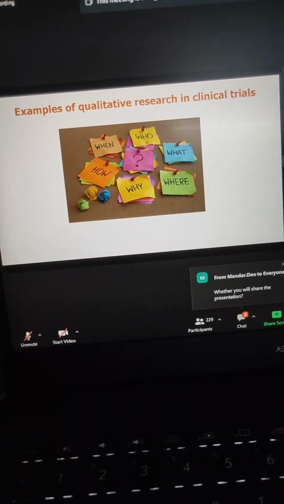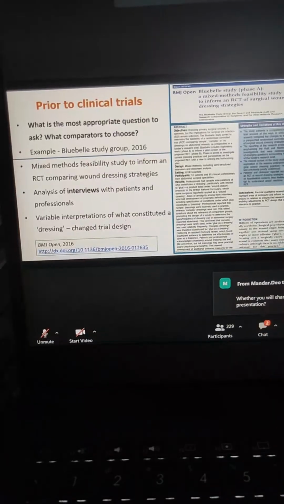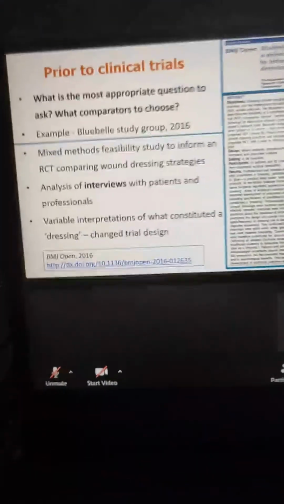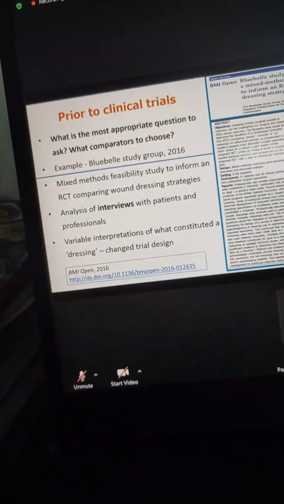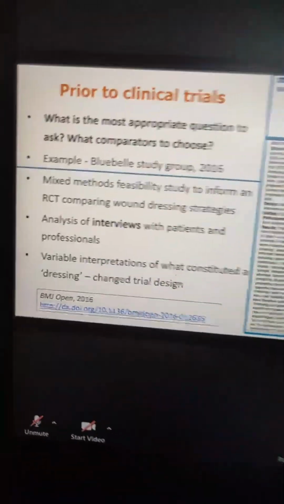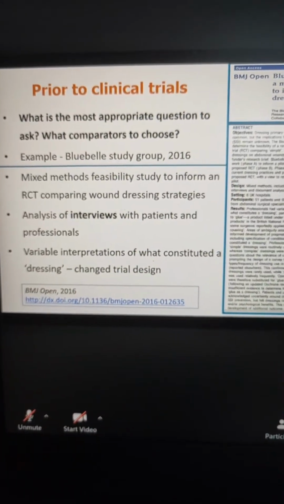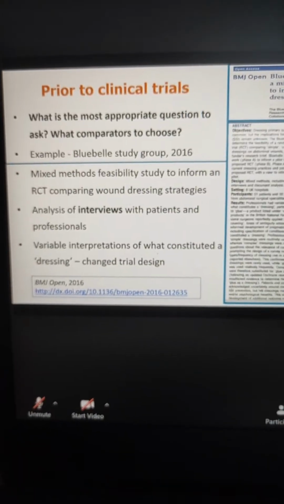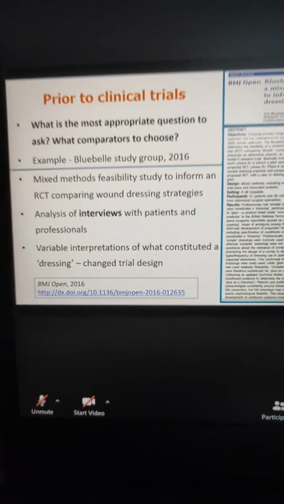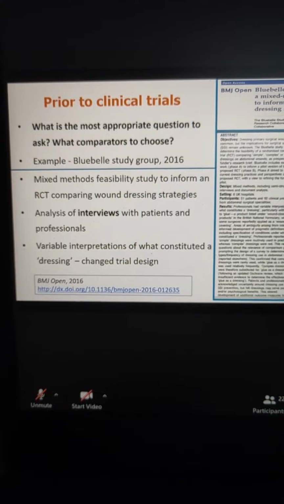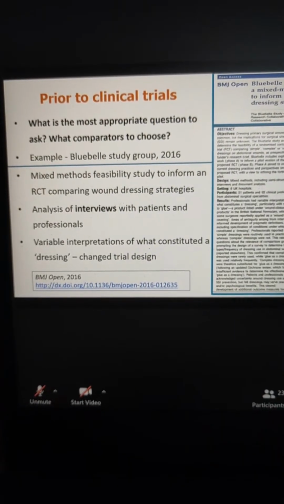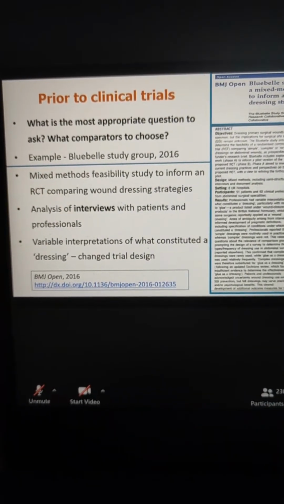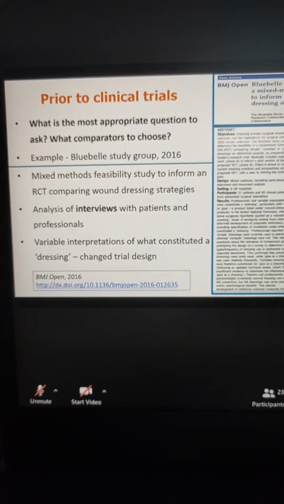So if we think of some examples, usually we have a whole range of examples, and I just put a few key ones in relation to some of the work that we can think of. Looking at prior to clinical trials, now, this is a really key paper that is easy to find. It's called the Bristol study, which was led by a member of our team, Professor Donovan, who led the qualitative aspect of this study.